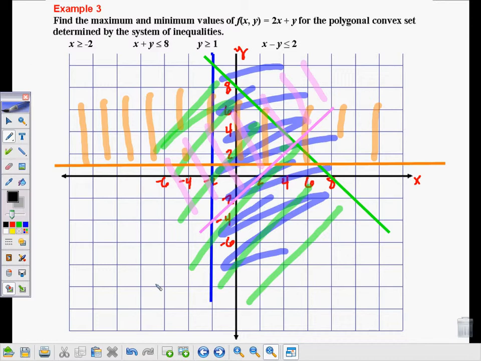The next one is asking us to find the minimum and maximum values of this given function, f of x and y is equal to 2x plus y, for the polygonal convex set determined by the system of inequalities. This relates to a topic called linear programming. Very close to it, actually. And we begin by graphing all of these, what we will later on call constraints, all these other inequalities. So I've gone ahead of time and graphed all of those, yet I haven't clearly identified the common solution set. So let's go ahead and do that.